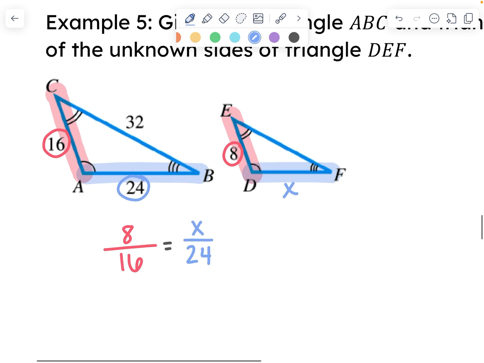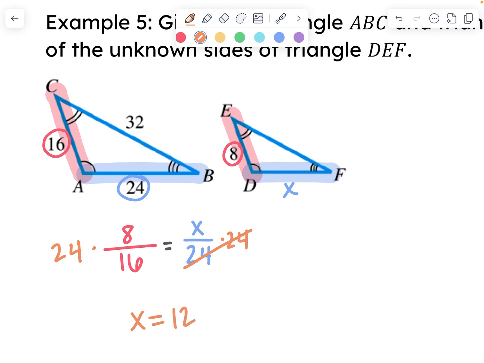When you're setting up your ratios, it doesn't really matter which triangle you pick to be on top versus on bottom, but whichever one you start with on top, like in my pink fraction, I've got to be consistent and that's got to be the same one that's on top for the second fraction. Then from here, to solve for x, all I need to do is multiply both sides by 24. So 24 times 8 over 16 would get me down to x equals 12. So this side length would be 12.